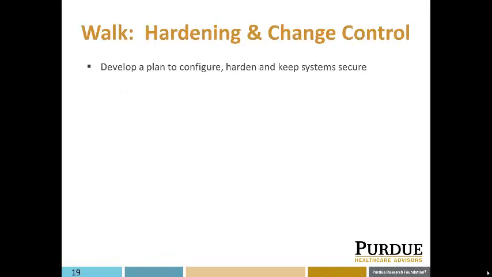So, hardening and change control. These are processes that, again, you could be doing if you're crawling. It really depends on the size and complexity of your organization. But in order to be an organization that is walking, these are processes that you have to have, and they have to be quite robust. You need to develop a plan to configure, harden, and keep systems secure. And keeping systems secure, we've talked about it: you've inventoried them, you know where they are, you know whether or not they contain PHI, right? We've done that in the crawling stage. We are now doing a good job of patching them.